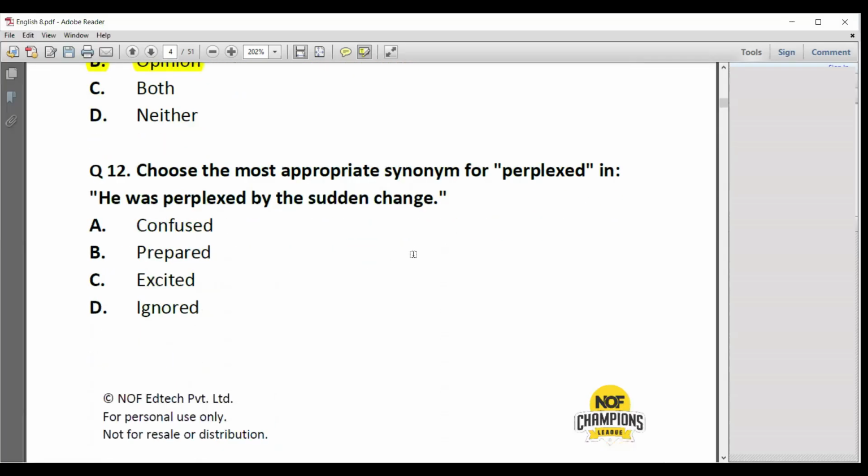Question 12. Choose the most appropriate synonym for perplexed in "He was perplexed by the sudden change." A. Confused. B. Prepared. C. Excited. D. Ignored. The correct option is option A. Confused.